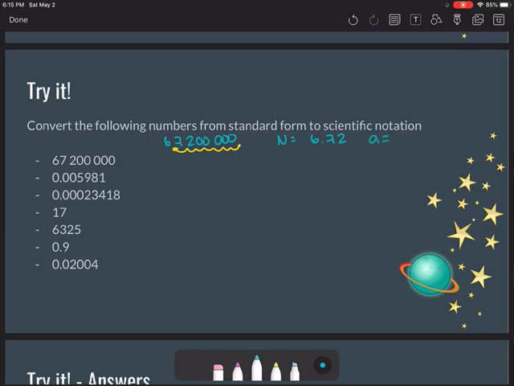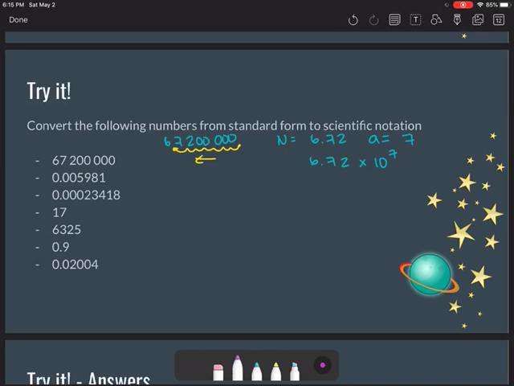My a value, like I said, we moved it 7 times, so I'm going to have a 7. Is that going to be a positive or a negative? Well, I moved my decimal over to the left, so it's going to be a positive exponent. Or I could think, well, hey, this number 67,200,000 is a very big number. Big numbers are going to have positive exponents in terms of scientific notation. So my final answer will be 6.72 times 10 to the power of 7.